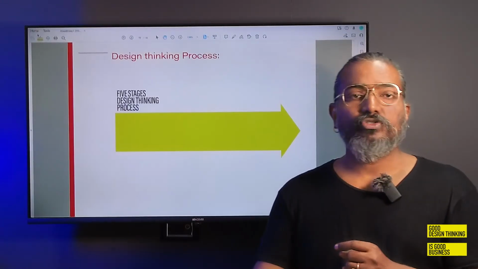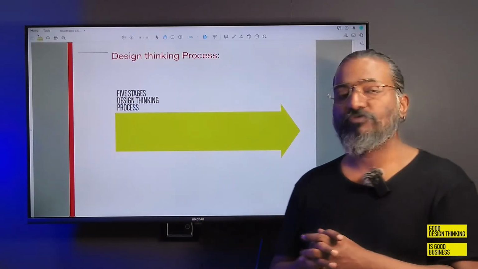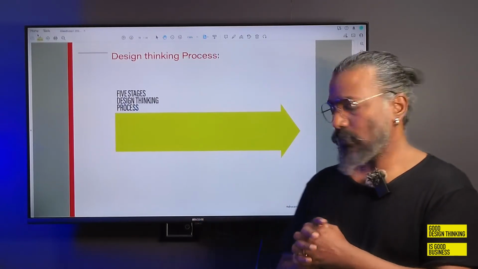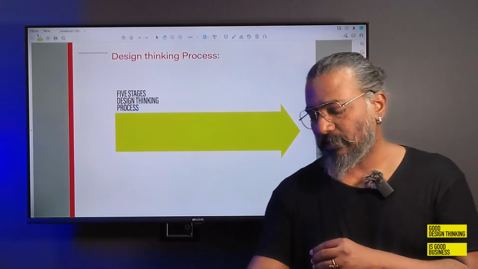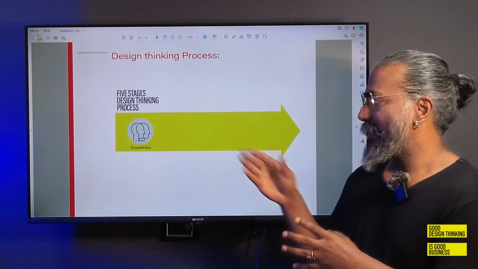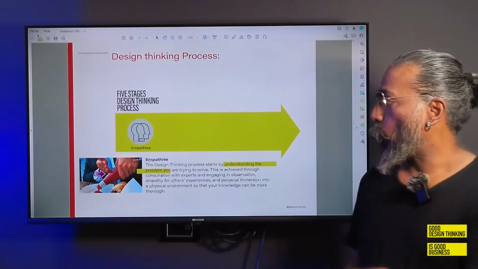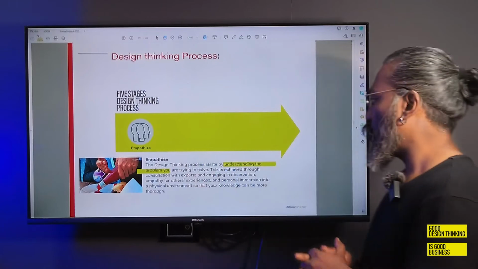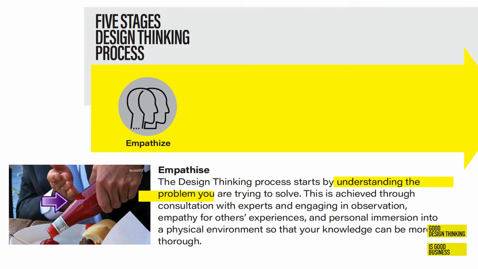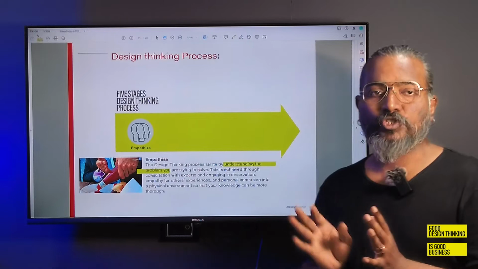So let me come to the 5 stages of the design thinking process. Let's look at the academic aspect of what design thinking is. The first step is empathize. So what does it mean, empathize? The design thinking process starts with understanding the problem you're trying to solve. Okay, it's all about the understanding stage.